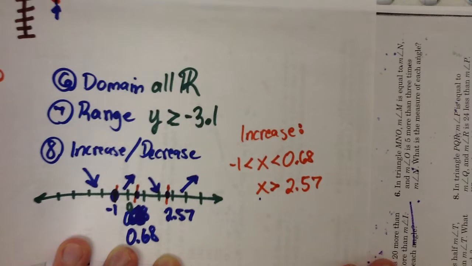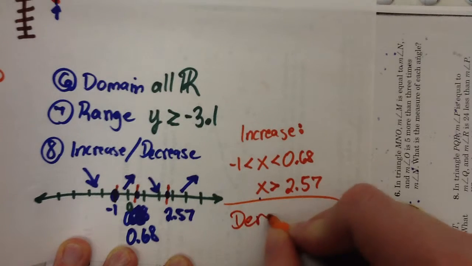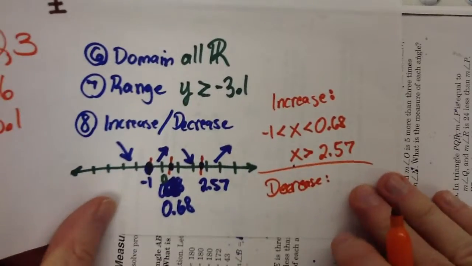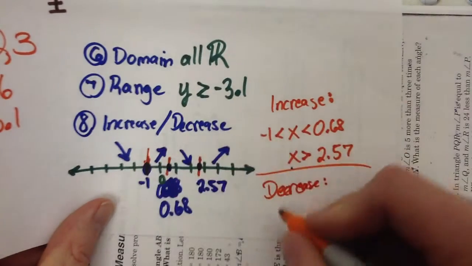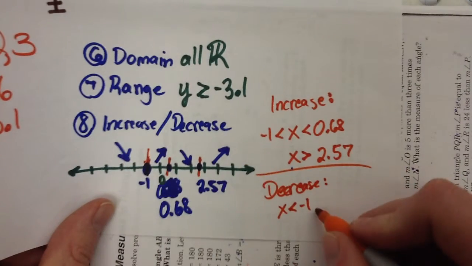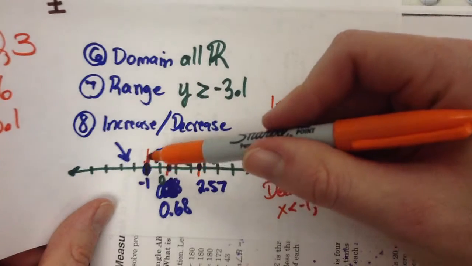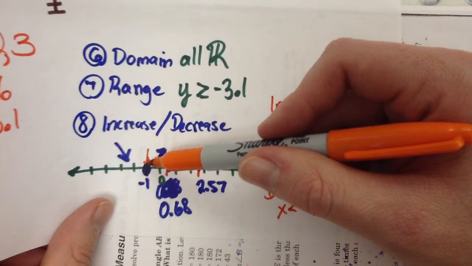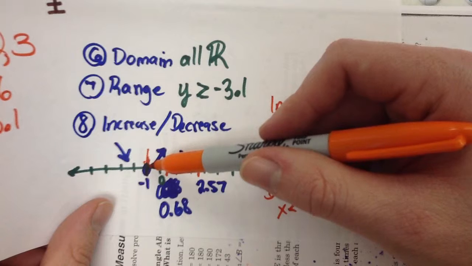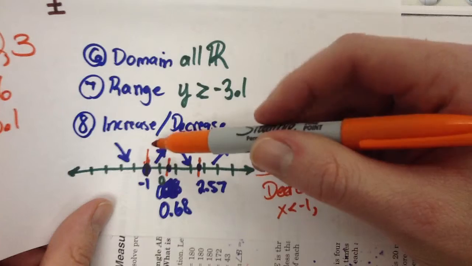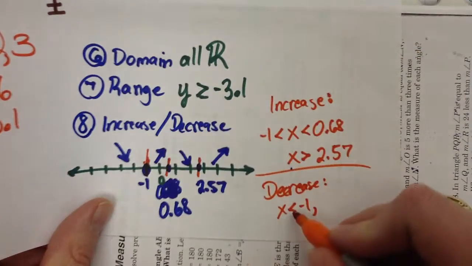Okay. And decrease. Any x value that's less than negative 1. So anything back here will be decreasing. I'm not talking about exactly equal to, because if you're exactly equal to, you're neither increasing or decreasing. You're kind of stopped in midair if you're thinking about a falling object or something you threw in the air. So don't use equal to in these.